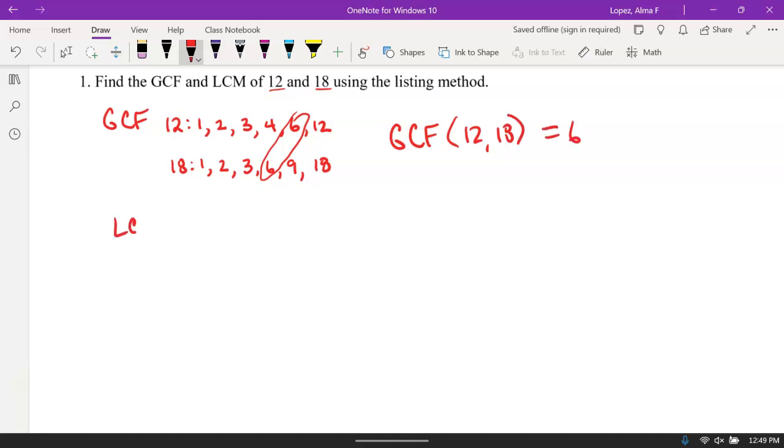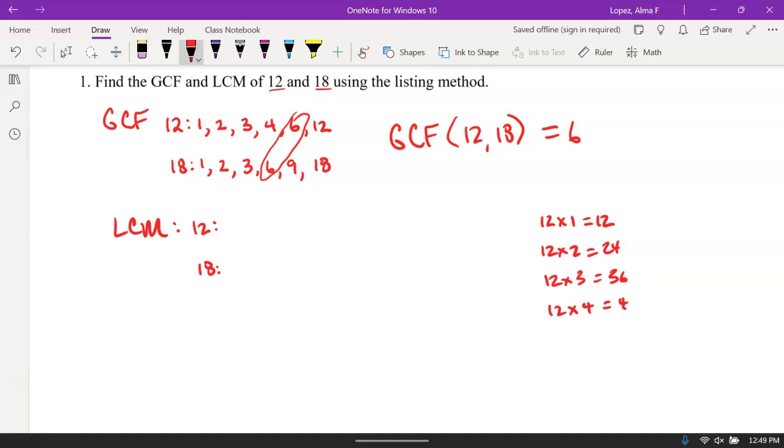Now for the least common multiple, it's a little different. We're going to take 12 and 18 again, but this time you're going to look at what are the multiples of 18? What are the multiples of 12? And that means this. I'm going to take 12 times 1 is 12. 12 times 2 is 24. 12 times 3 is 36. And I'll do that off in the margin.